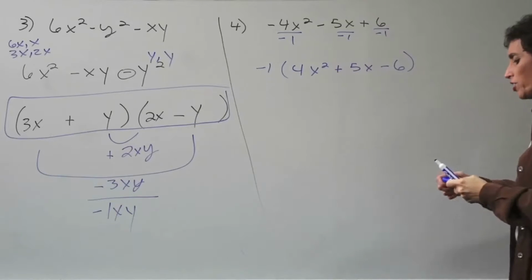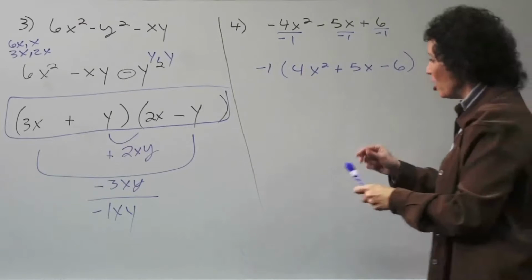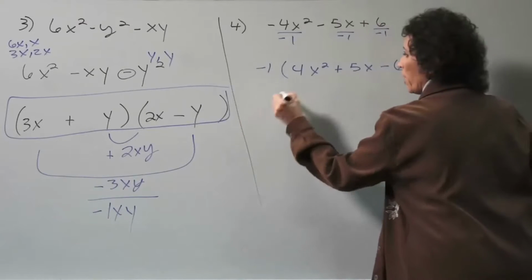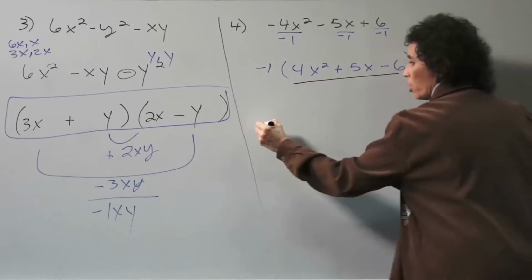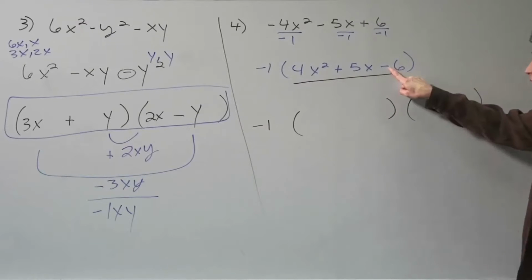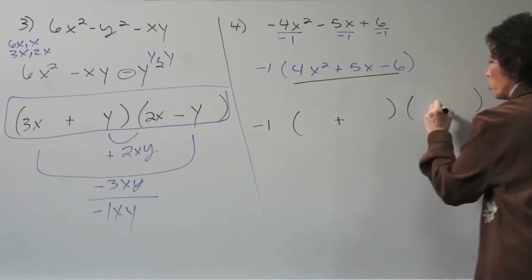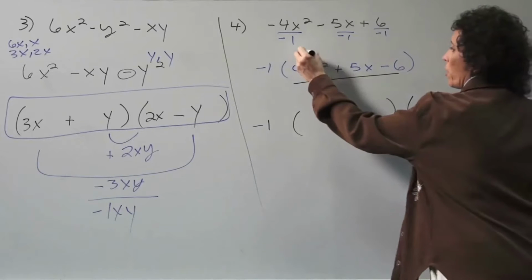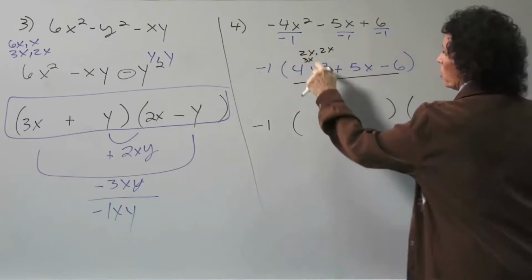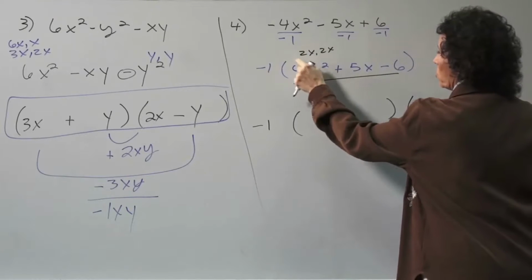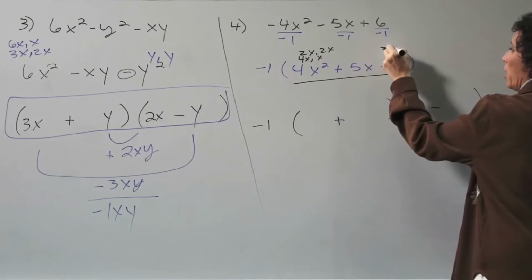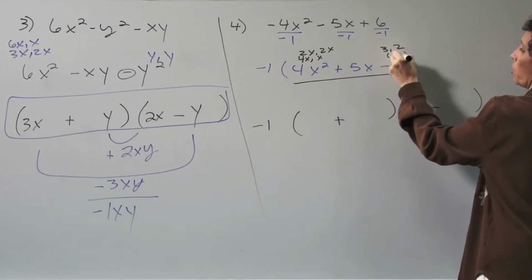All right? Oh, a 6 again! Oh my gosh. Okay, here we go. Now this is what we're factoring. So pull down your negative 1. Make 2 sets of parentheses. That last sign is negative. Tells me my signs are different. 4x squared is 2x and 2x, or 4x and x. 6 is 3 and 2, or 6 and 1.